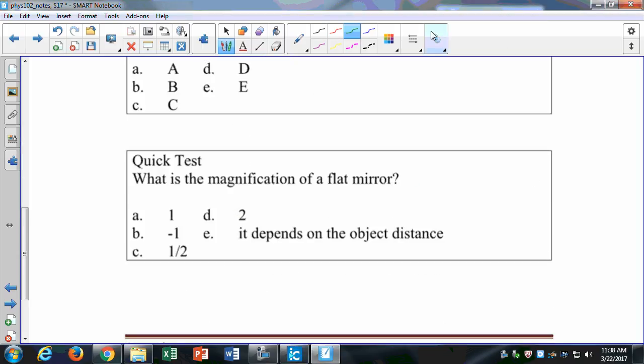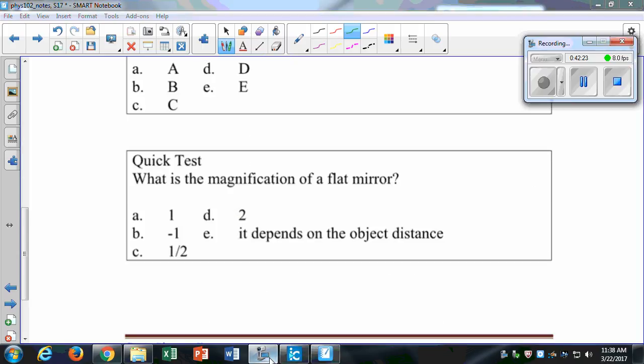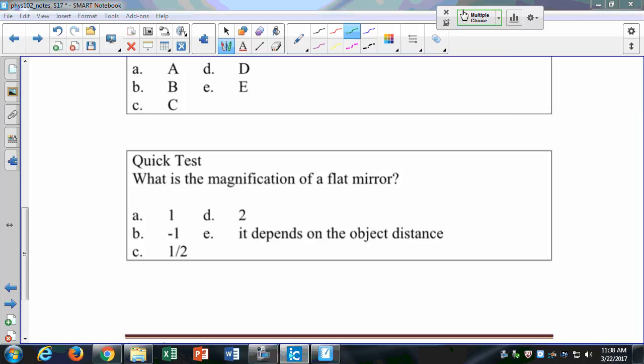All right, what is the magnification of a flat mirror? It's 1, -1, 1/2, 2. So it depends on the distance, maybe. Object. What is the magnification of a flat mirror?